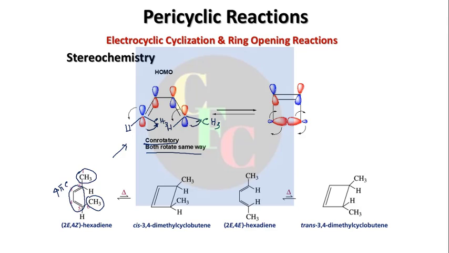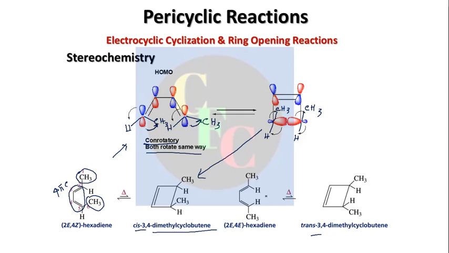If you do it like this, then what will you have? You will have this methyl up here, hydrogen down under. Similarly, the methyl here also will go up because you are rotating in the same direction, and hydrogen will be under. As such, this will be the cis-3,4-dimethylcyclobutene. You cannot get the trans one from this EZ hexadiene system, because there is only one way, conrotation. You cannot get this trans 3,4-dimethylcyclobutene from 2E,4Z-hexadiene.